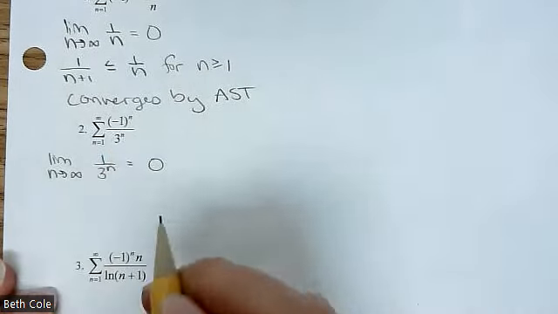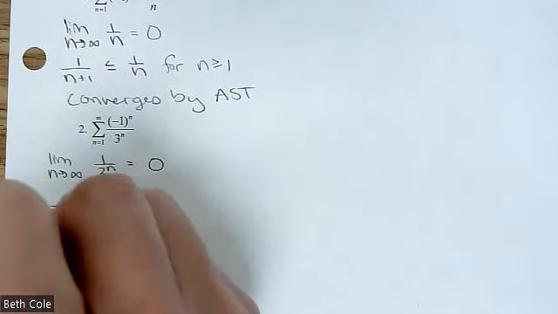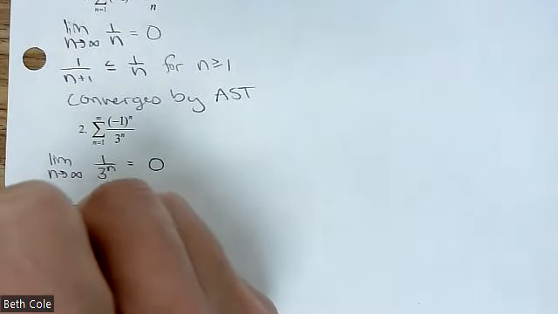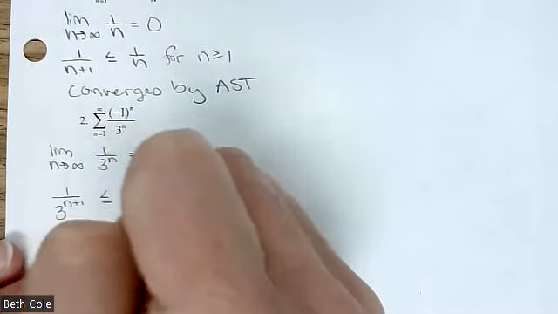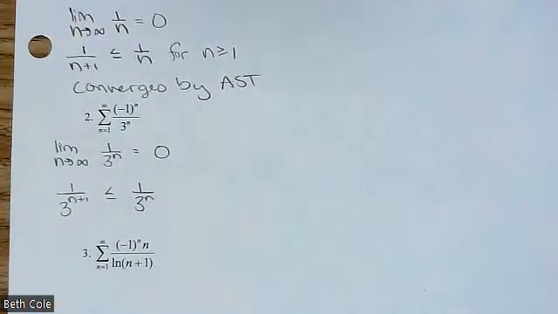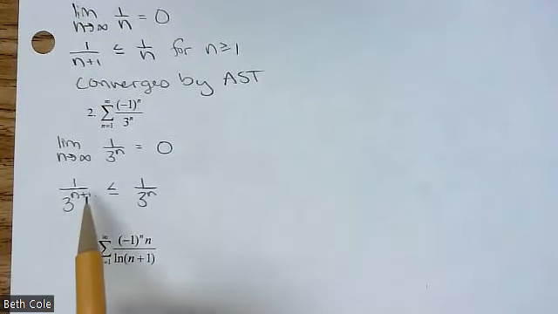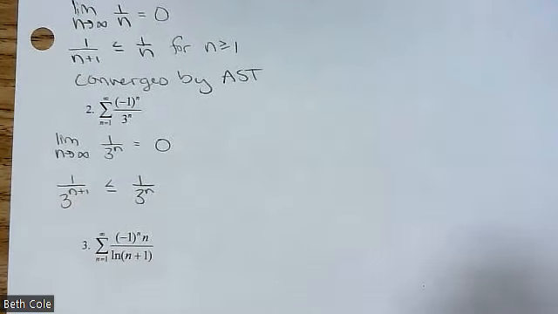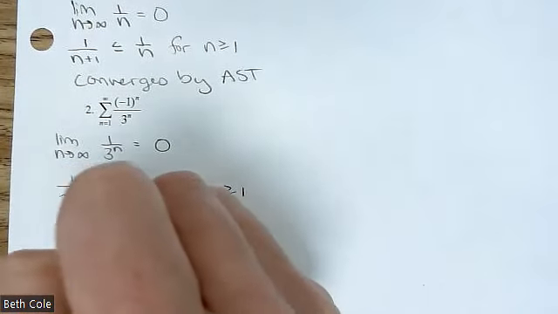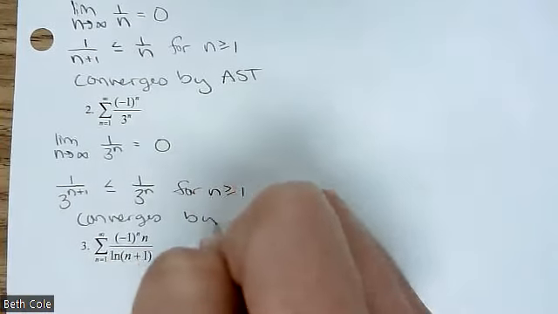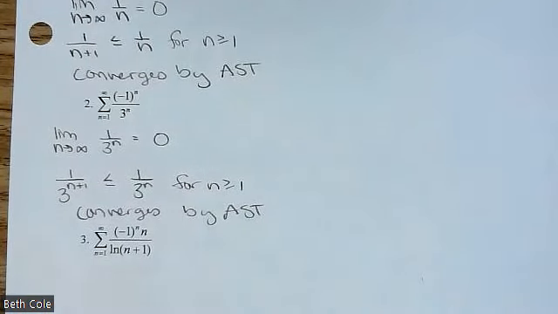Again, we're going to leave off the alternating part, that negative part, just leave that off. You're going to plug in n plus 1 for n. And is that smaller than 1 over 3 to the n? Yes, the thing with the bigger denominator is the smaller fraction. So this is going to be a larger denominator than this. So that is going to be true for n bigger than 1. And so it converges by the alternating series test.